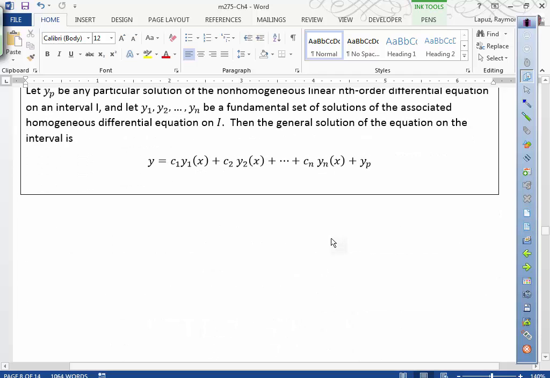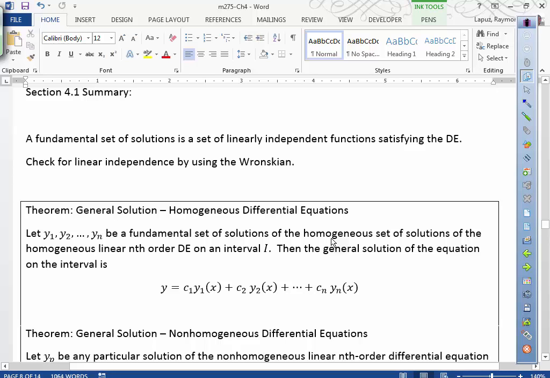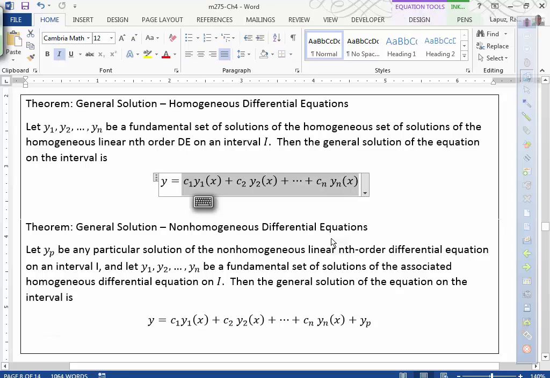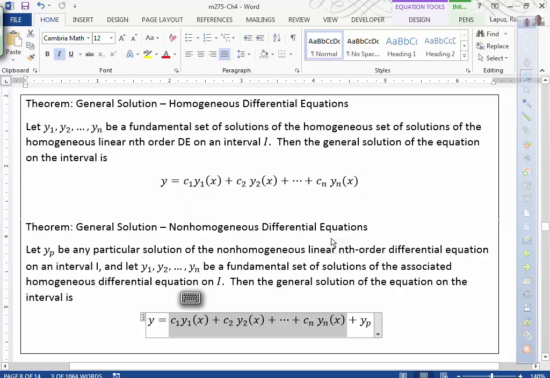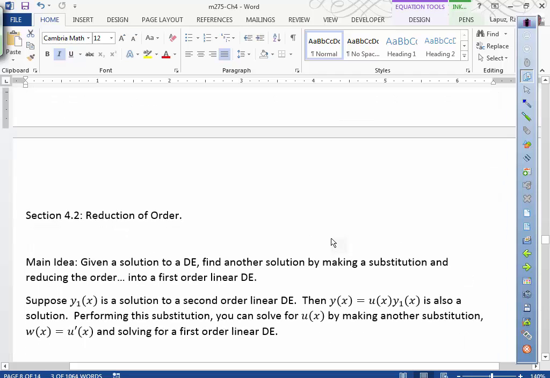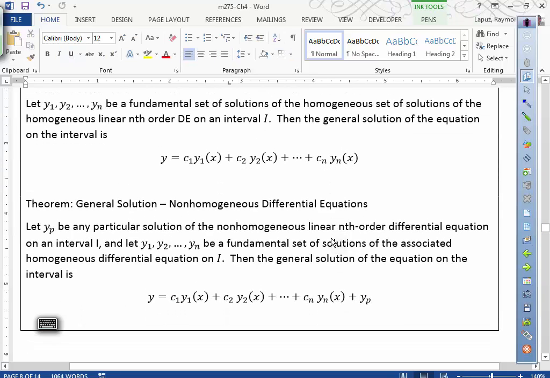There's a summary in the textbook that you can probably look at. I think I got this directly from the textbook. It tells you basically what I just mentioned. If you're dealing with a homogeneous differential equation, you have the fundamental set. And if you're dealing with a non-homogeneous differential equation, you have the same fundamental set from the homogeneous counterpart, and then you have a particular solution. Okay? So we'll talk about finding the particular solution a little bit later on. Let's start solving some differential equations.